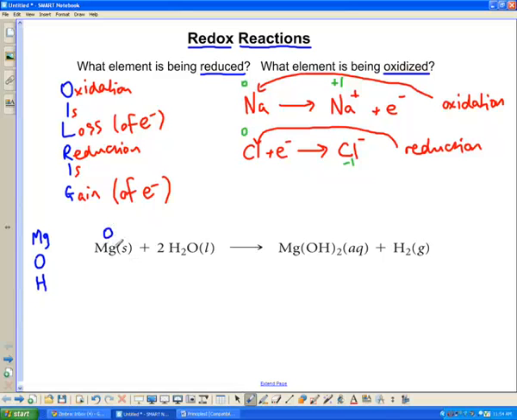So for the magnesium, this is Mg0. Is there anything else here that's by itself? Oh, yep, hydrogen is by itself as well. So we're going to assign that an oxidation state of 0.